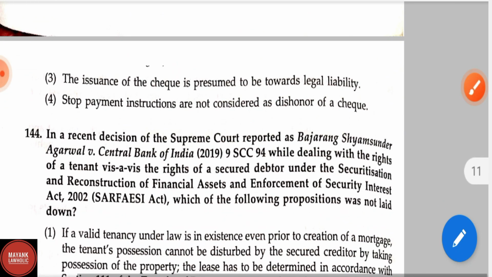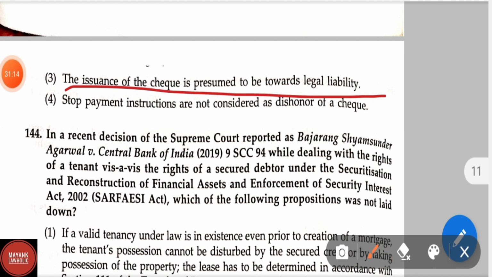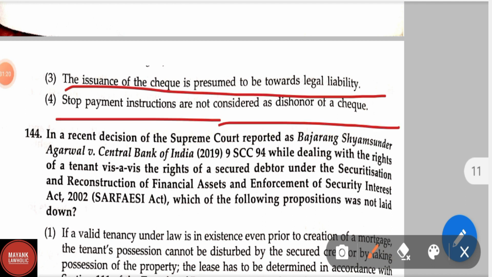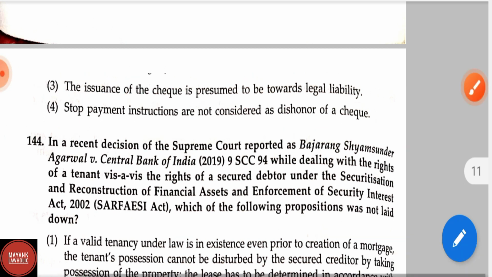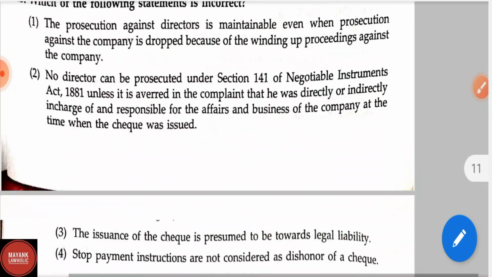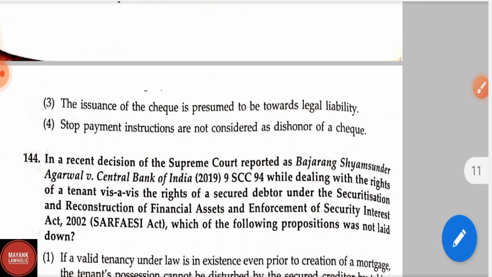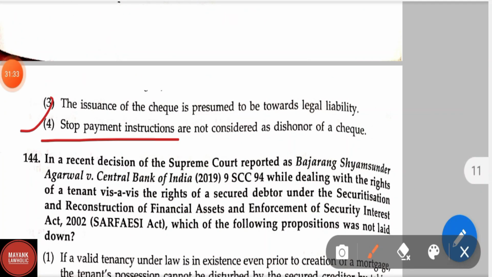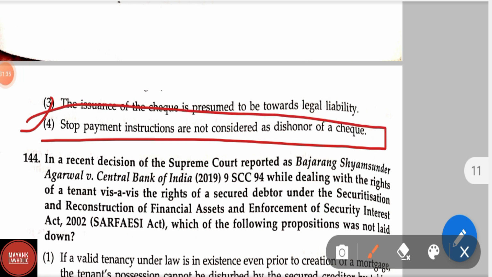Now, option 3: the issuance of the check is presumed to be towards legal liability. Option 4: stop payment instructions are not considered as dishonor of a check. In the given options, it has been asked to find the incorrect answer. The incorrect answer for this question is option number 4. Stop payment instructions are not considered as dishonor of check. This is the incorrect statement.